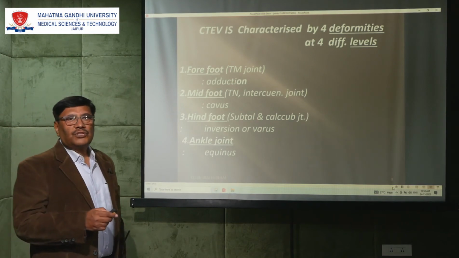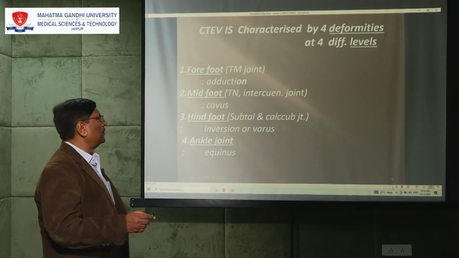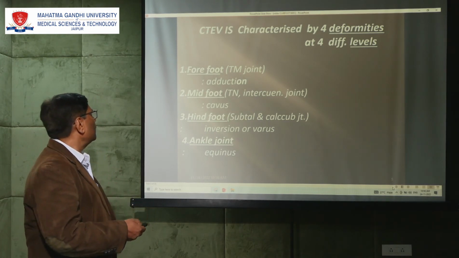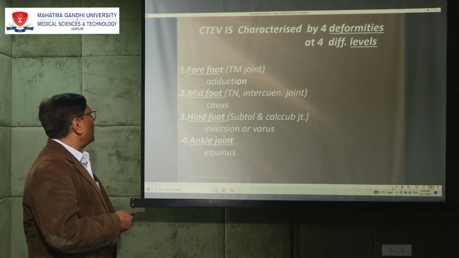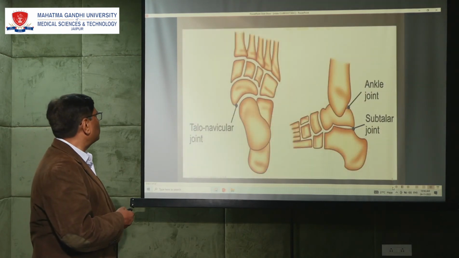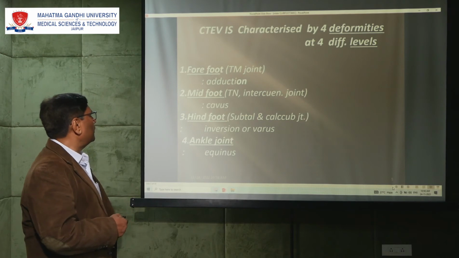So, clubfoot or the CTEV is characterized by 4 main deformities, and they are at 4 different levels. So, let us try to understand it. Forefoot, the front part of the foot, which I showed you the tarso-metatarsal joint. There is this adduction deformity.